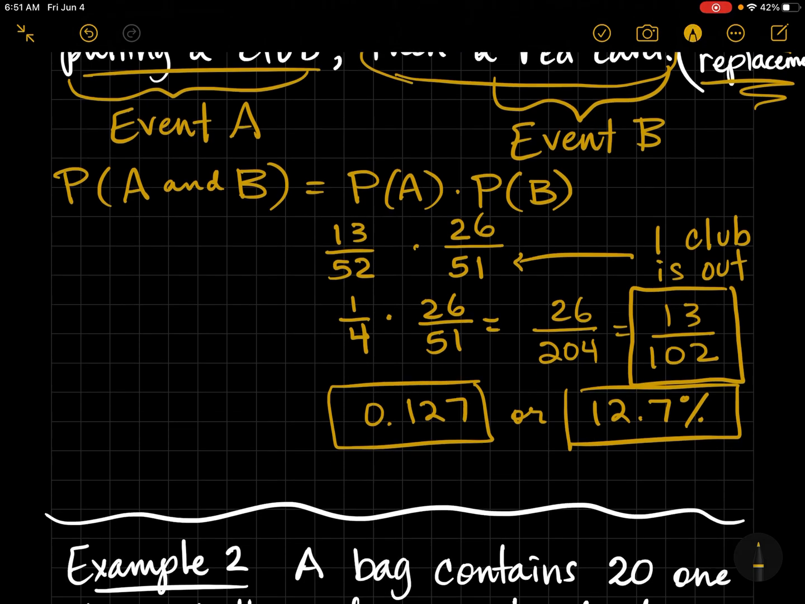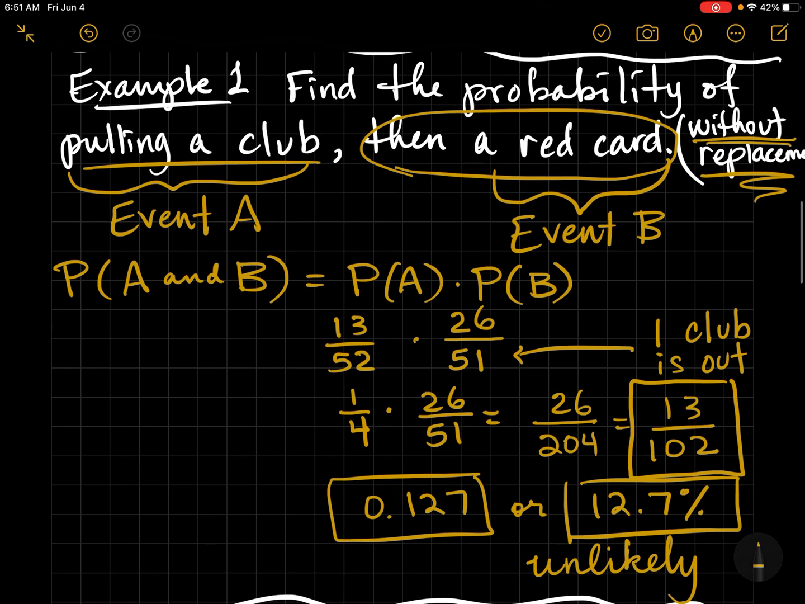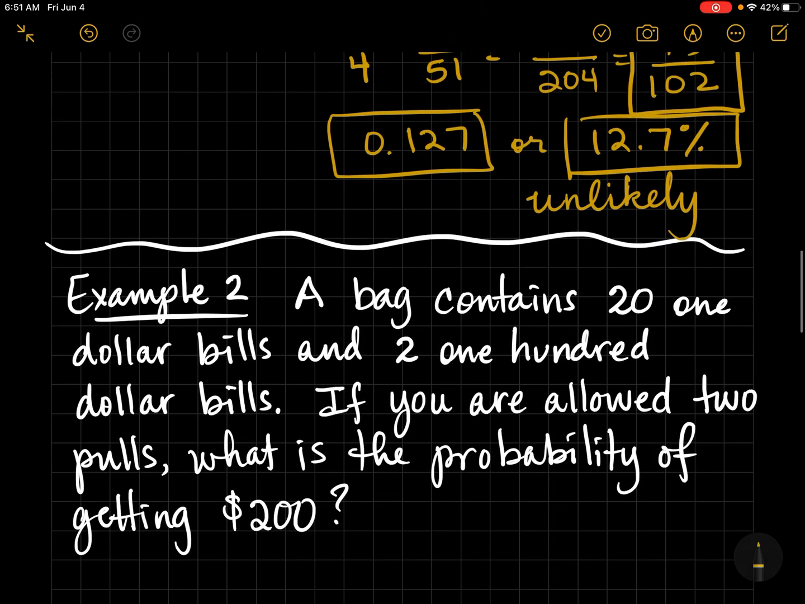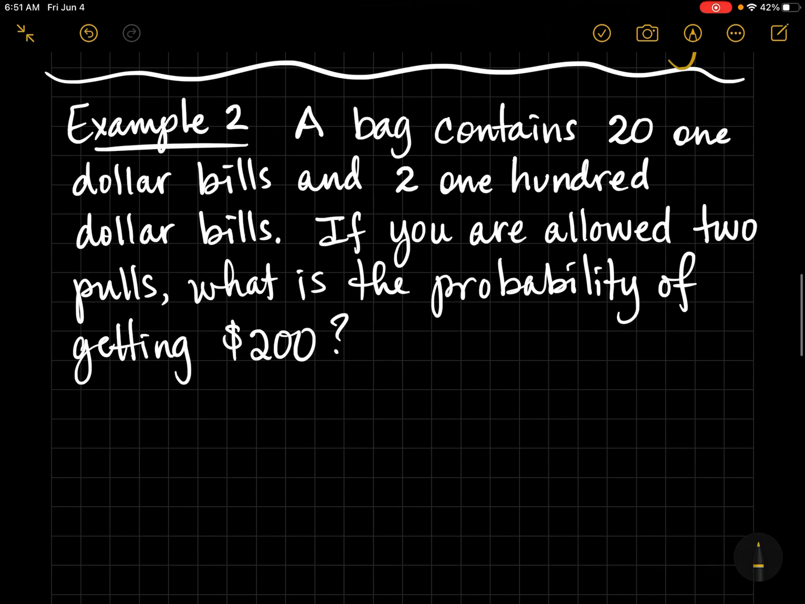Now, we know the closer to zero we are, the closer we are to 0%, this is pretty unlikely to occur. That if you pulled two cards, one and then the other, that the first one would be a club and the second one would be a red card. Pretty unlikely. Alrighty, moving on.